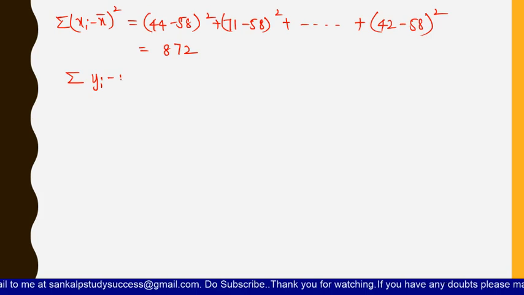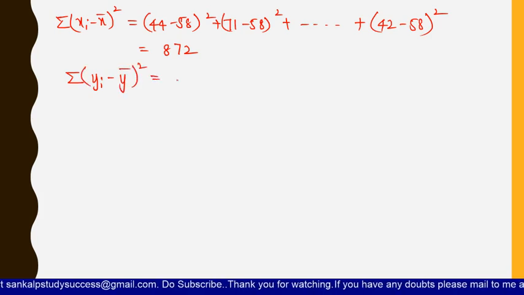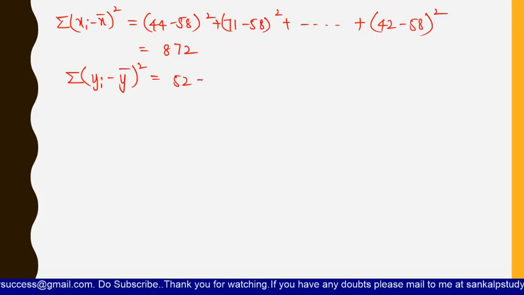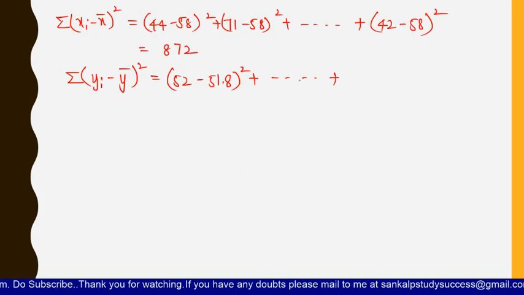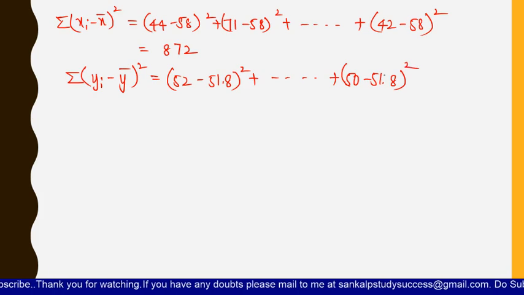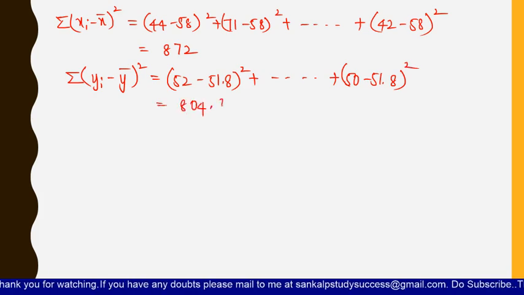Then we are going to find yi minus y bar whole square. For this, if you solve all the values, that means 52 minus the mean, which here we got as 51.8, 51.8 whole square plus and so on up to the last value, which is nothing but 50. 50 minus 51.8 whole square. If you simplify this, you will get 804.84. These are the values which you got.